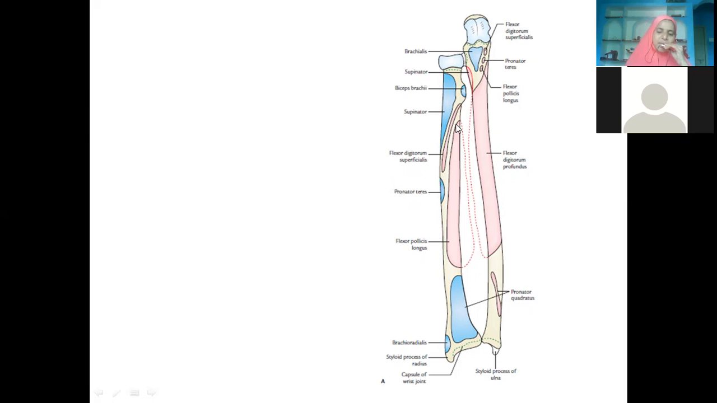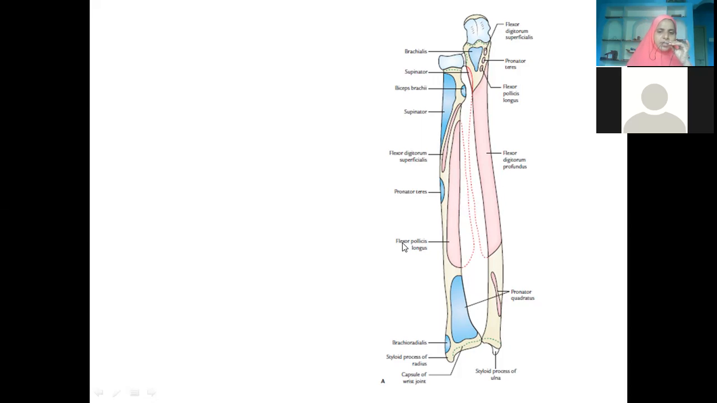Between the radius and ulna, that is, the interosseous border of radius and interosseous border of ulna, between these two bones we will have the interosseous membrane. Anteriorly the interosseous membrane will be giving origin to the flexors. Posteriorly the interosseous membrane will be giving origin to extensors. What muscle are we finding in the anterior aspect of the anteromedial surface of the shaft of the radius along with the interosseous membrane?